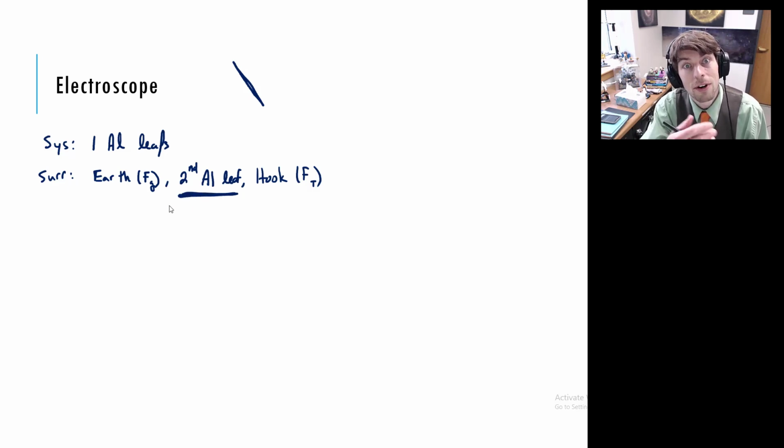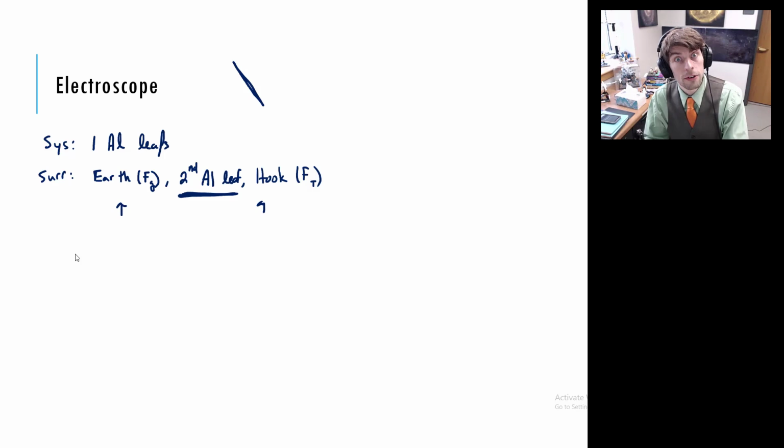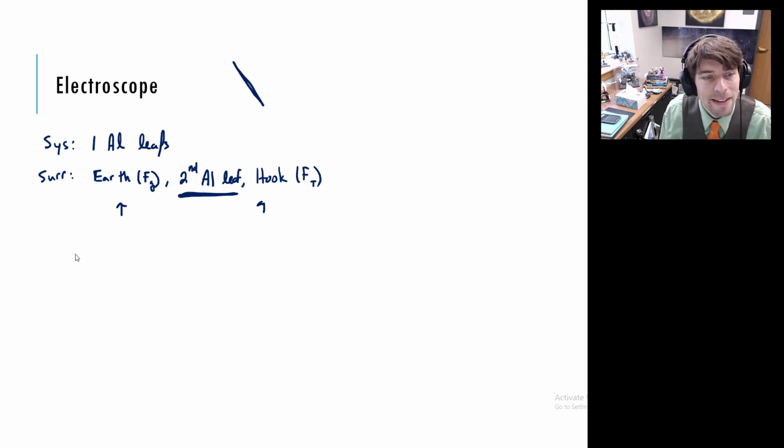Good. So let's go ahead now. We would like to get an expression for the force of the second aluminum leaf on the first. So we're trying to characterize that interaction. And in order to characterize that interaction, we are going to need expressions for these other things. If we can account for all of the other interactions, then this last unknown interaction must be due to the aluminum leaf.